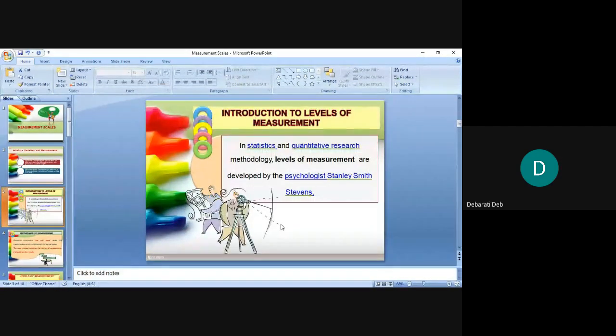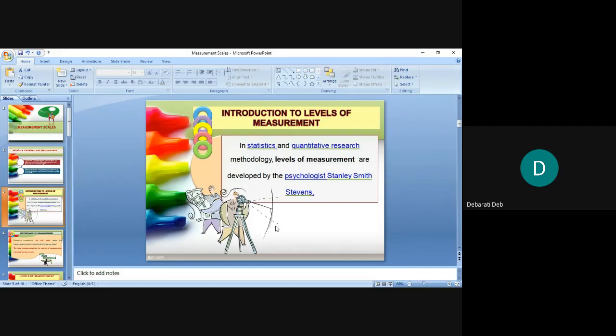Now, there are certain levels of measurement in statistics and quantitative research methodology. Levels of measurement were developed by the psychologist Stanley Smith Stevens. In statistics and quantitative research, which you are doing now, for which you have already prepared the synopsis and will be doing the research, that is called quantitative research. In the entire methodology, in the entire process, these levels of measurement will be utilized.